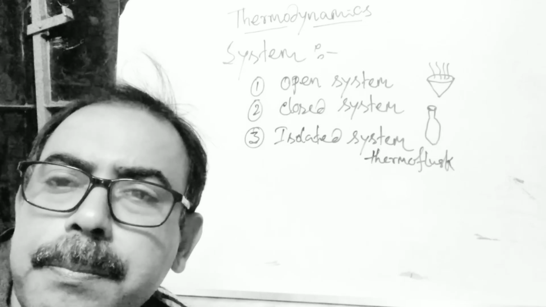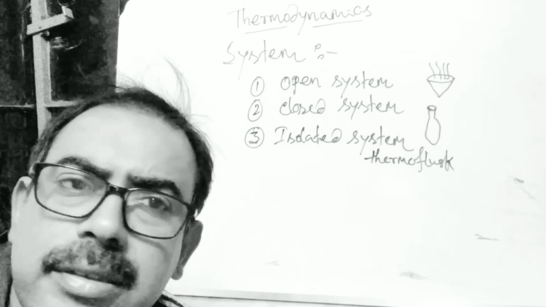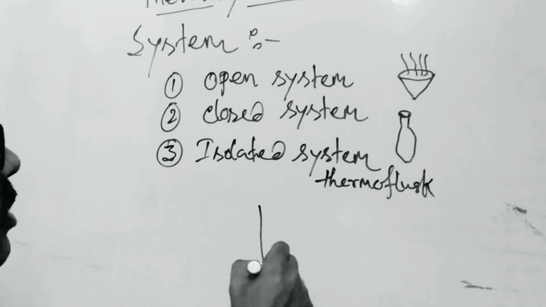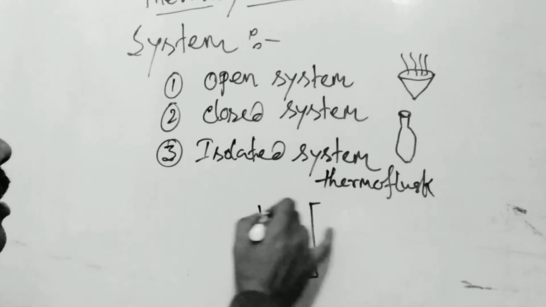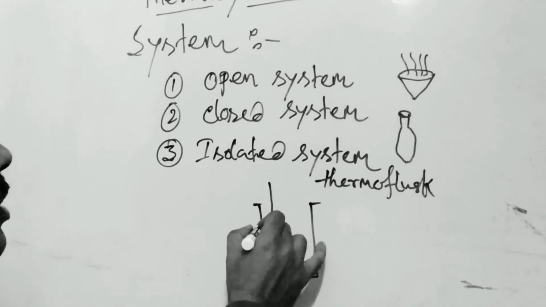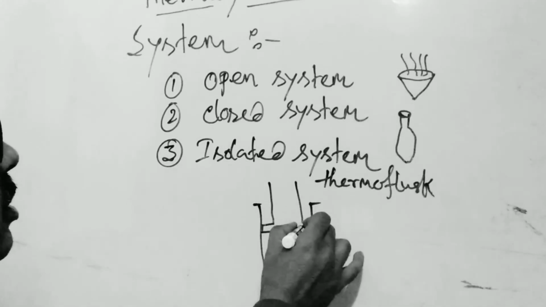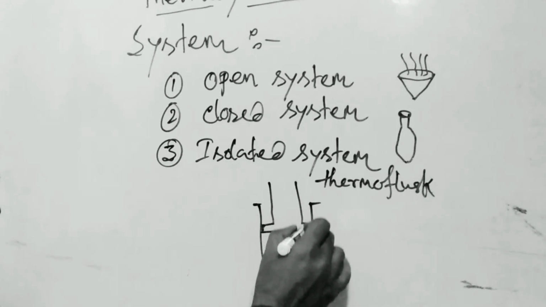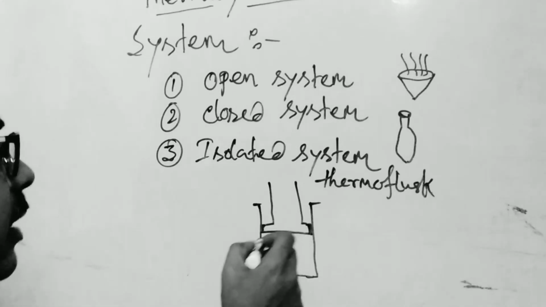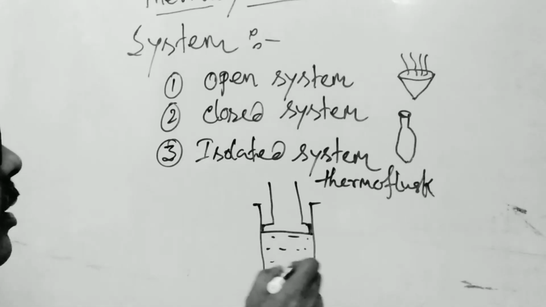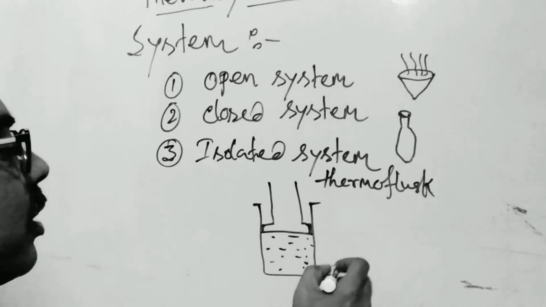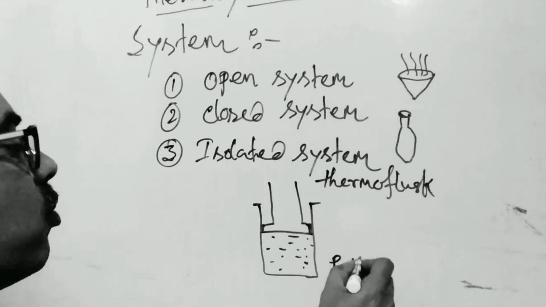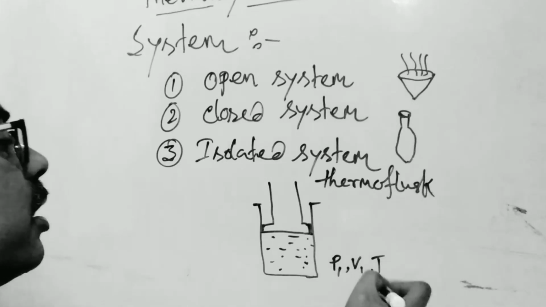When a system, say a gas, is taken in a cylinder with a frictionless piston, the piston can go upward and downward without friction with the wall of the container, and inside this some amount of gas is taken. To define the state of the gas, the necessary fundamental properties are pressure P1, volume V1, and temperature T1.